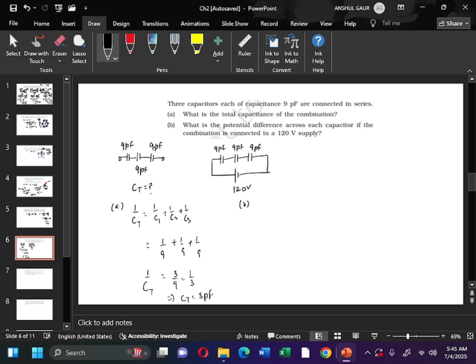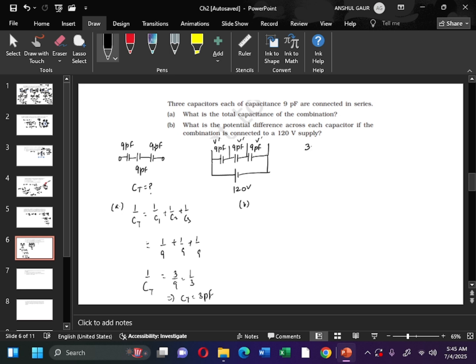In part B, we have to calculate the voltage across each capacitor. Since each capacitor has the same capacitance, the total applied voltage for this series combination will divide equally between these three. So we can say that each voltage is the same. Let us suppose the voltage across each is V dash. So V dash is the voltage across each capacitor.